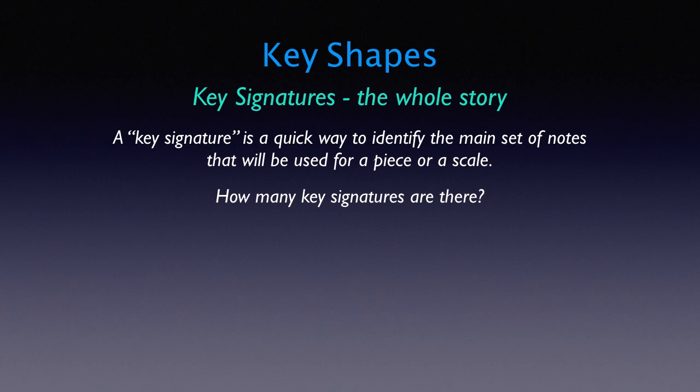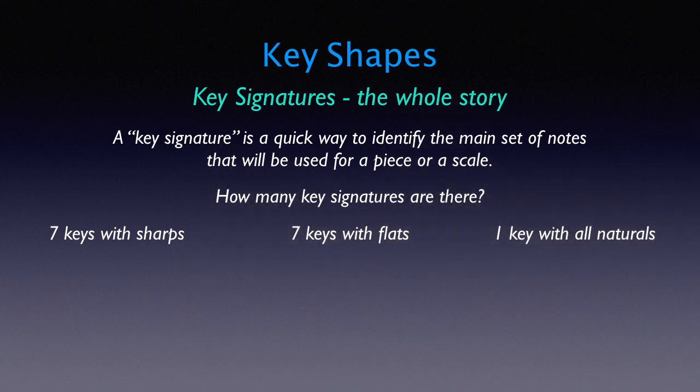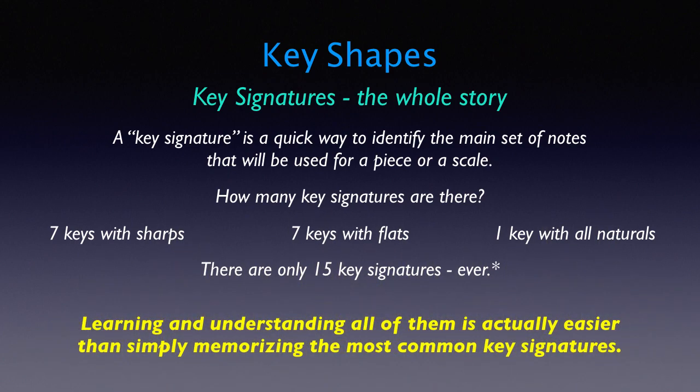Well, there are 7 keys with sharps, 7 keys with flats, and 1 key with all naturals. So there are only 15 key signatures ever. We'll discuss a little bit of that at the end of this video. Learning and understanding all of them is actually easier than simply memorizing the most common ones.